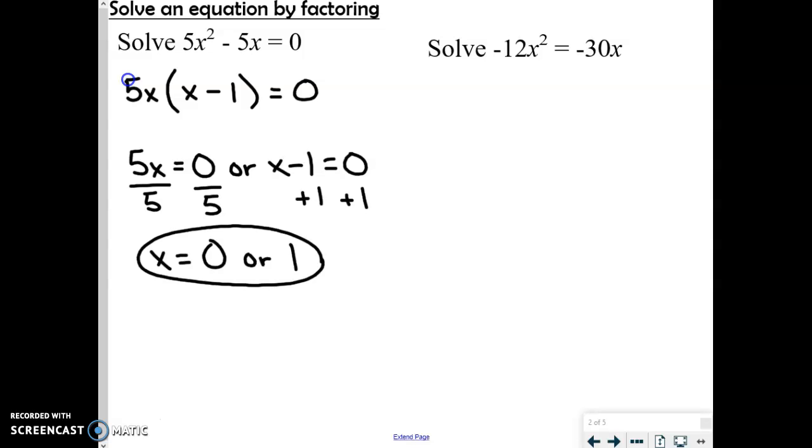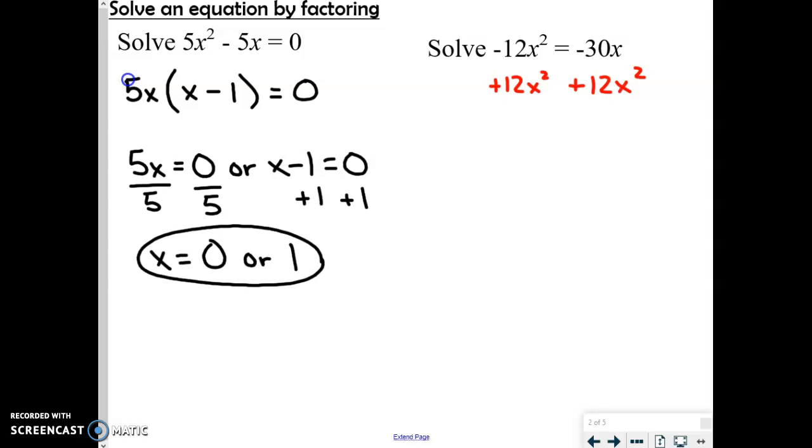Now the second example brings into play one of the biggest hurdles that we have to overcome, and that is to remember that our polynomial must be equal to 0. So in this case, in order to do that, I would simply add 12x squared to both sides.